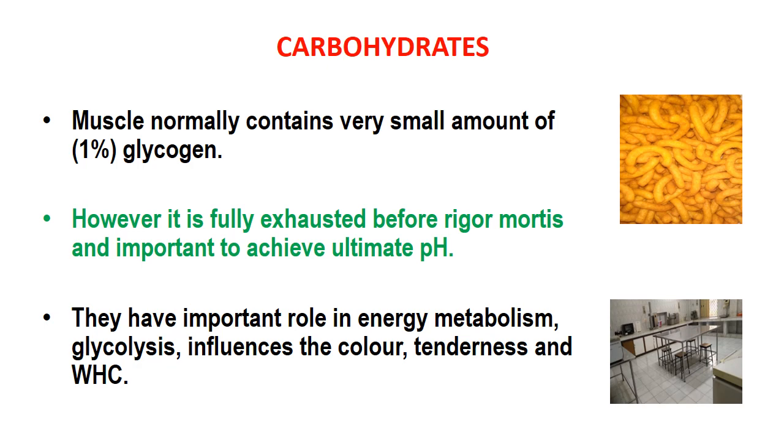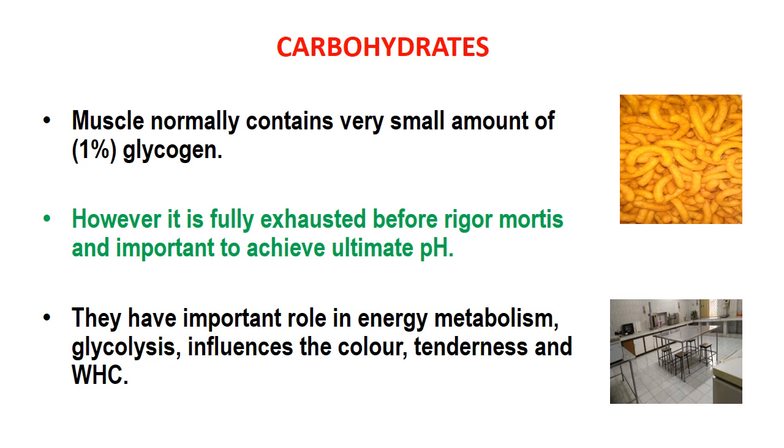Due to the anaerobic condition, all the carbohydrate or glycogen undergoes anaerobic glycolysis and produces lactic acid, and that leads to the decline of pH, through which we achieve the ultimate pH of meat. They also have an important role in energy metabolism, glycolysis, and also in color and tenderness.